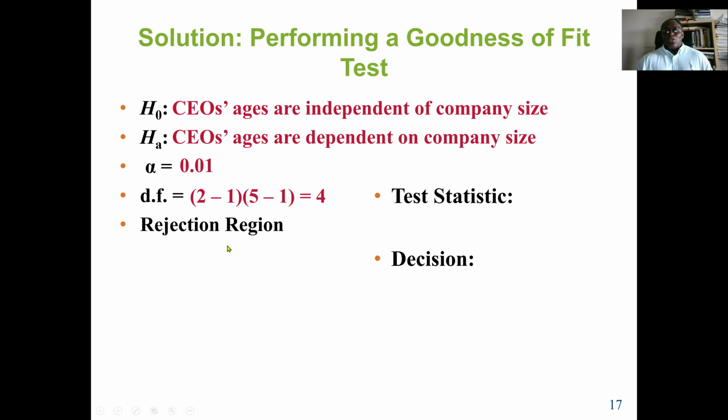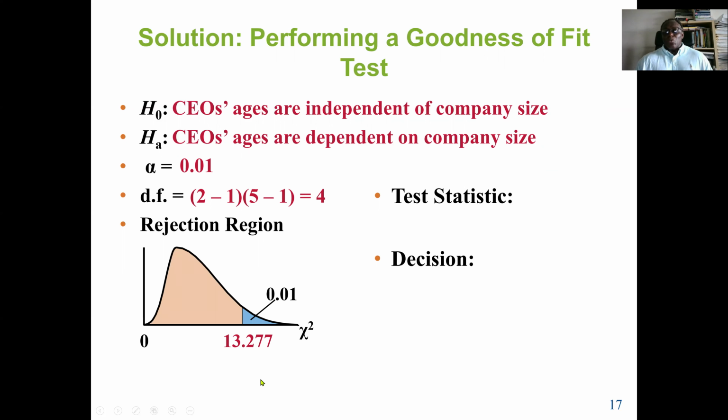So we have the alpha value already given to us. The degree of freedom, we saw the contingency table. We have 2 rows, so 2 minus 1. We have 5 columns, so 5 minus 1. 2 minus 1 times 5 minus 1 will give me 4. Since I know the alpha, the level of significance, and I know the degree of freedom, I can find the critical value by going to the chi-square distribution table. When we went to the table, we get 13.277.